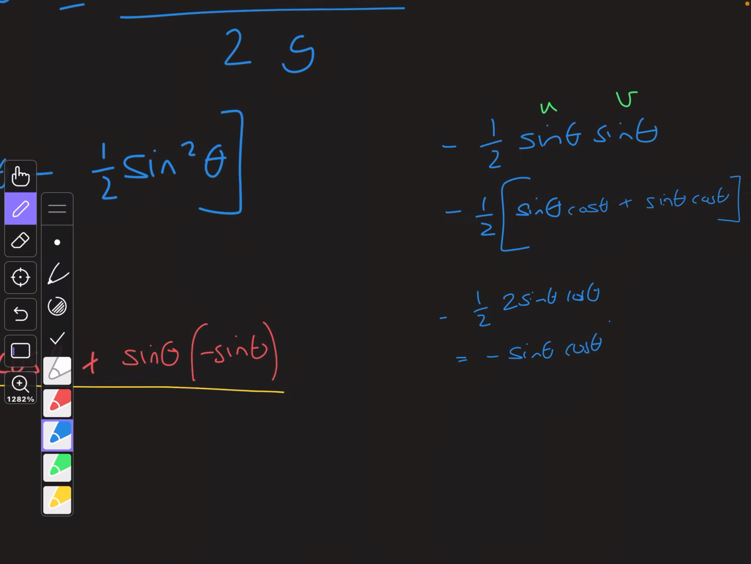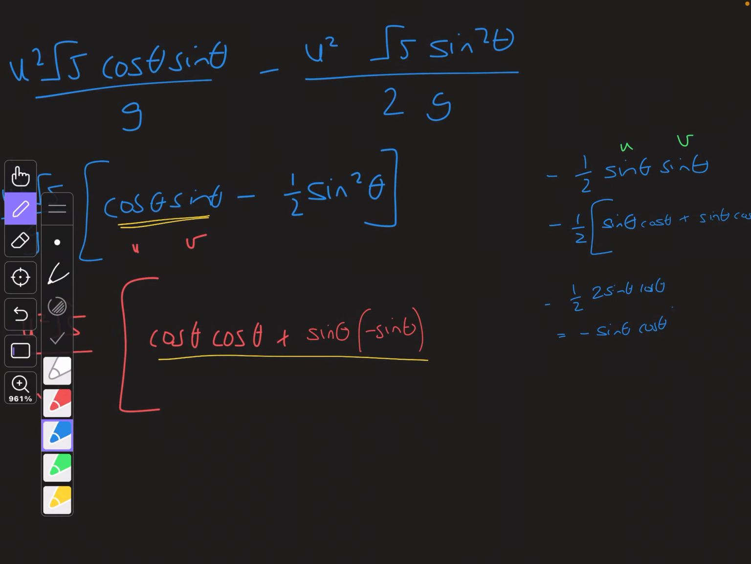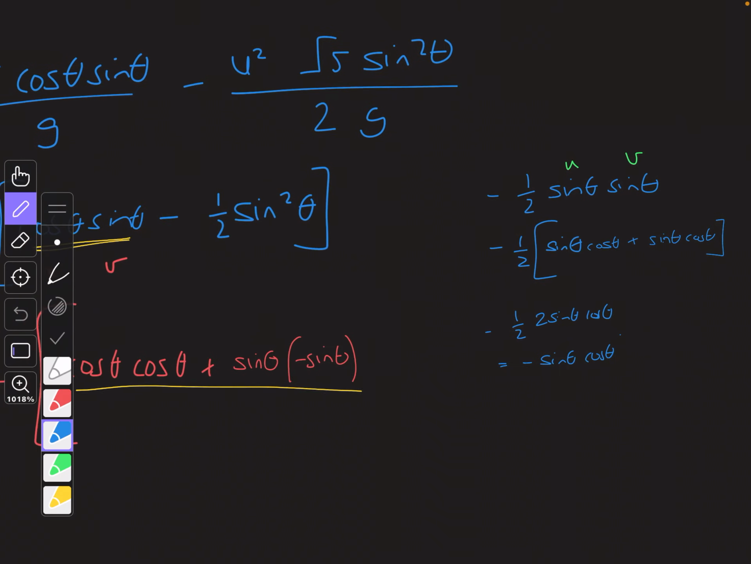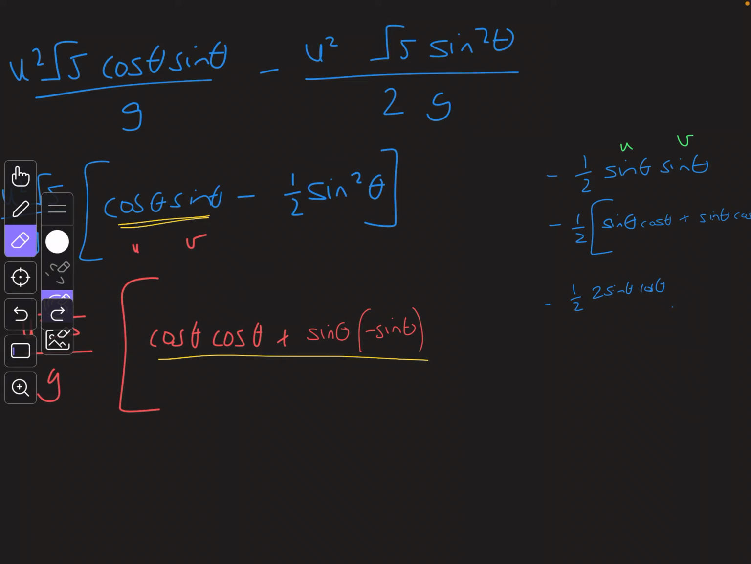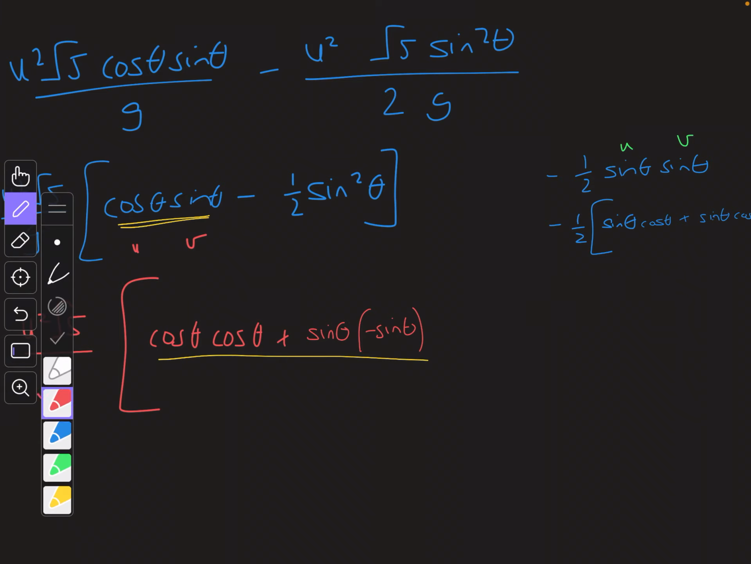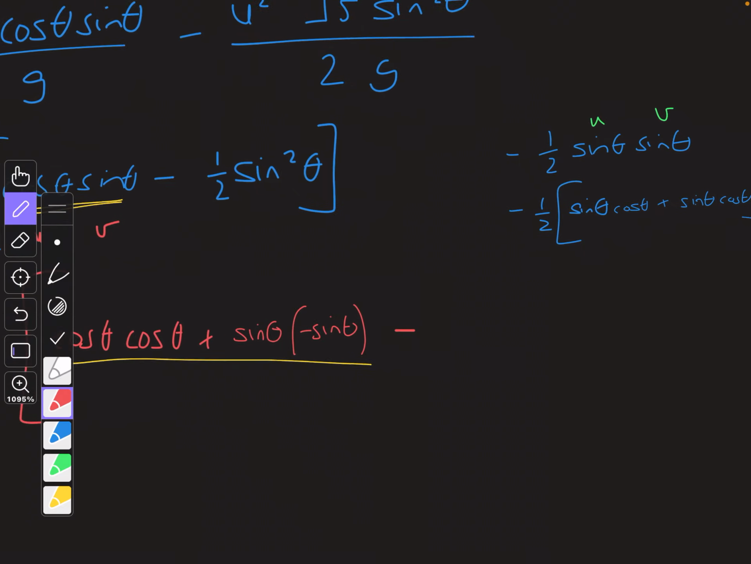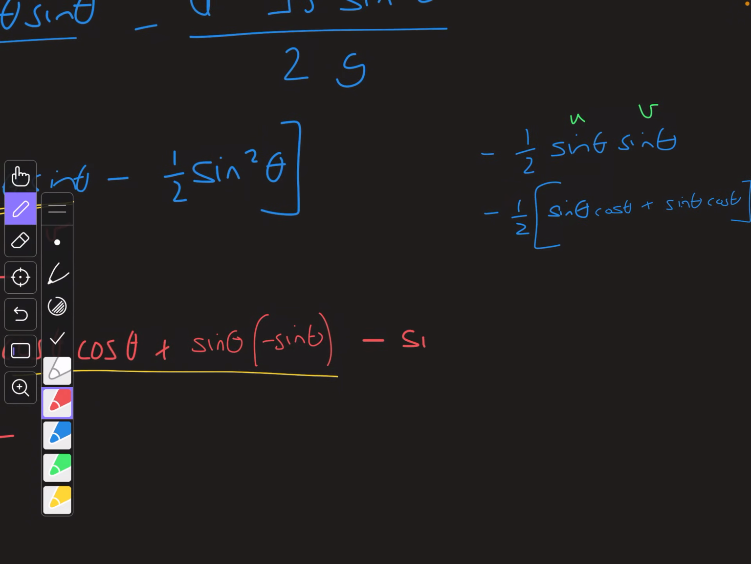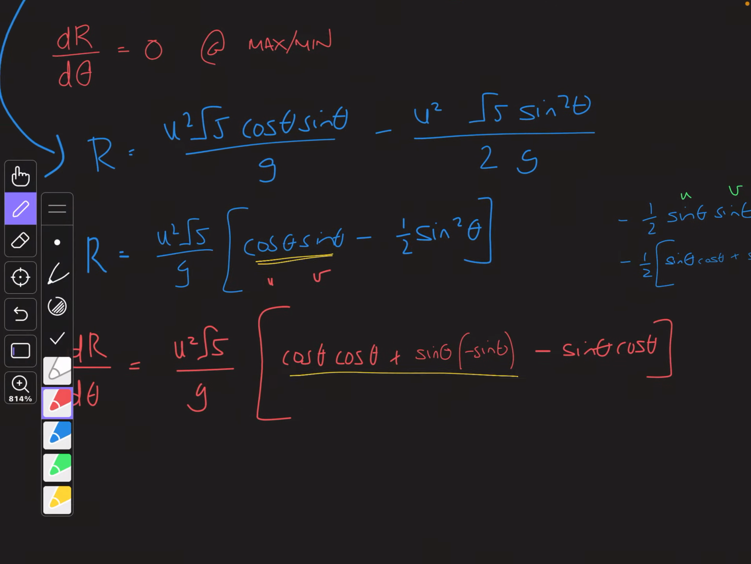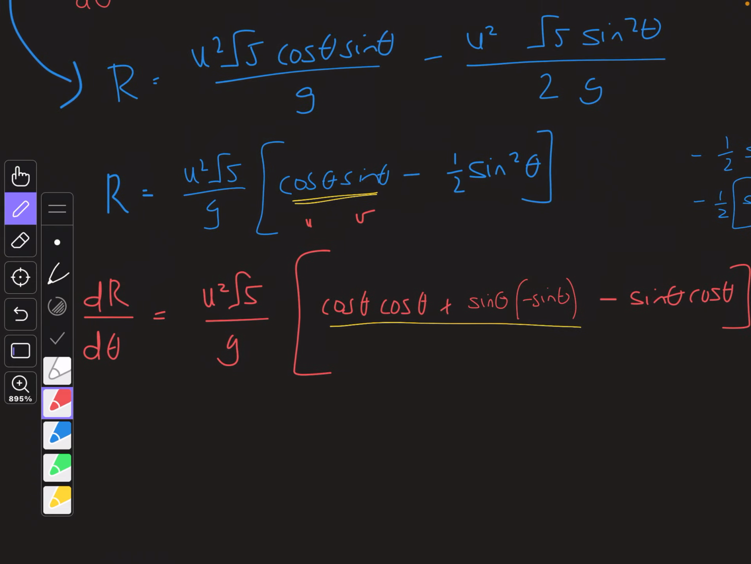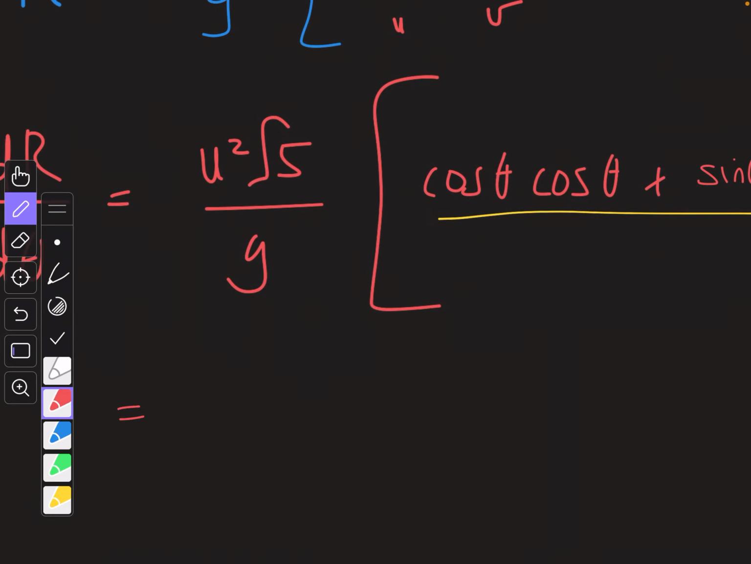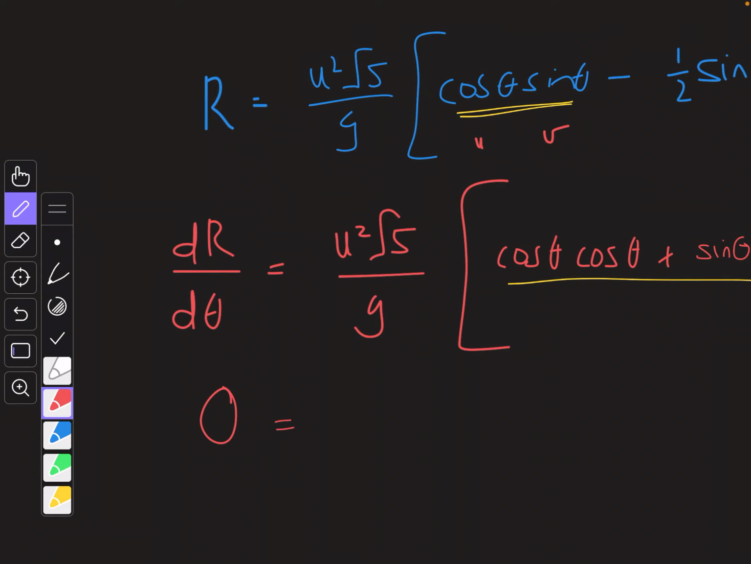Okay, so that's the little bit I wanted to stress there. Plugging that in, actually I'll just do this if you don't mind. So I'm going to say this ends up being minus sine theta cosine theta. Okay, and close that off. Right, I'm almost done. So we're going to get this whole bit becomes 0 equals.